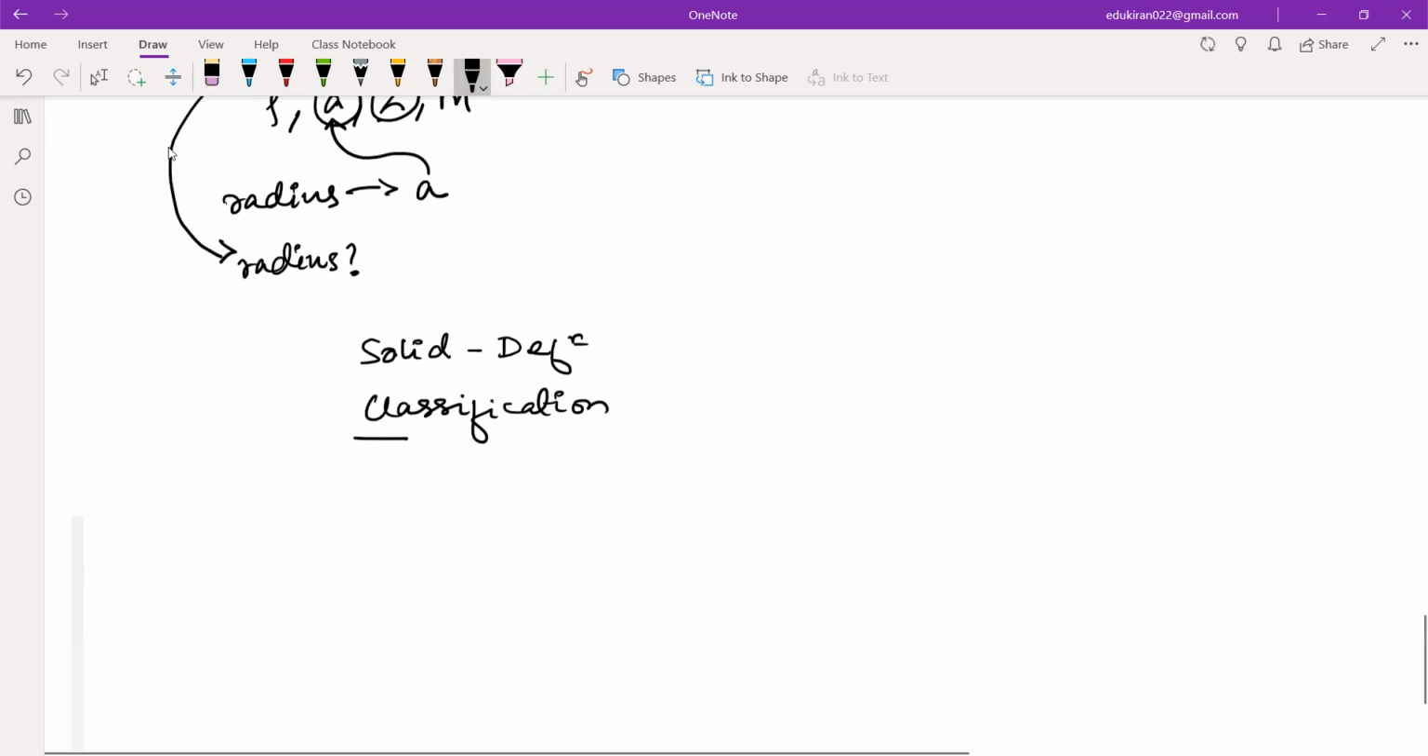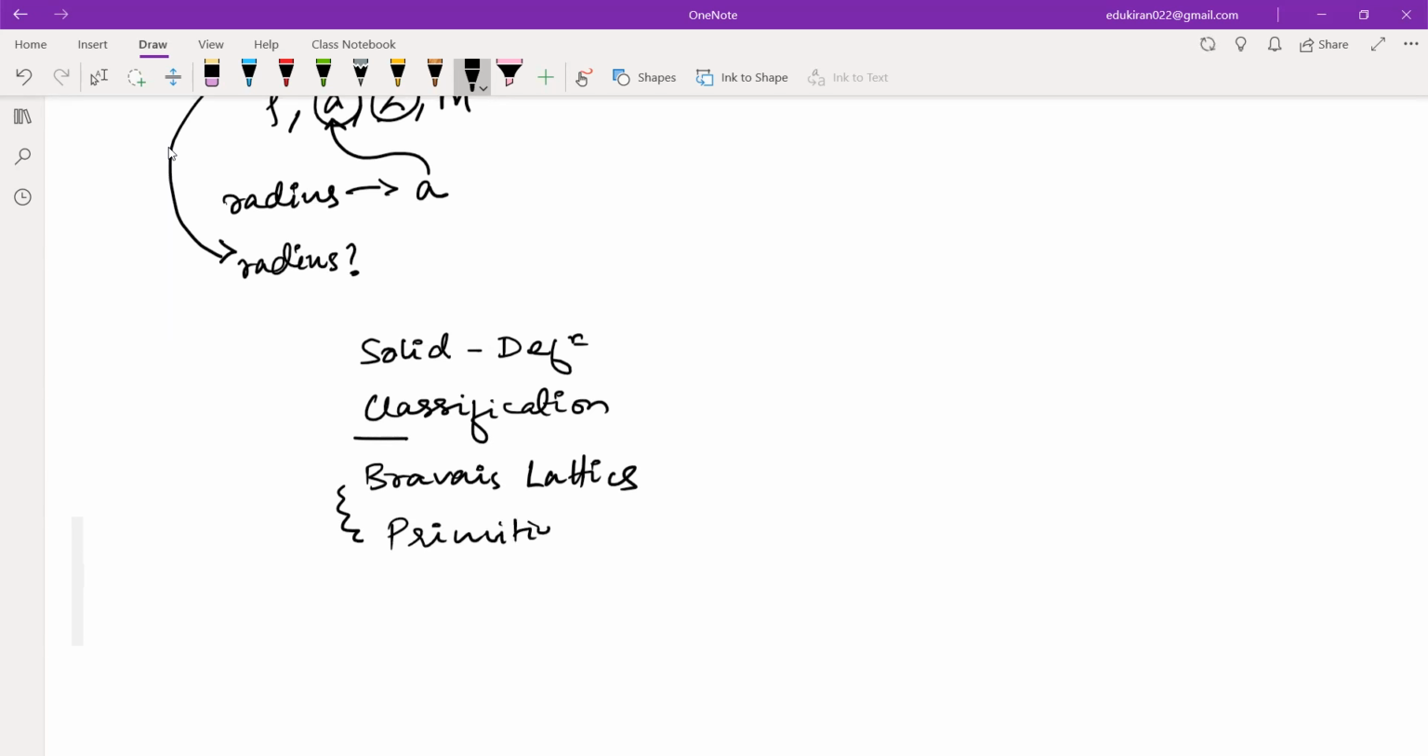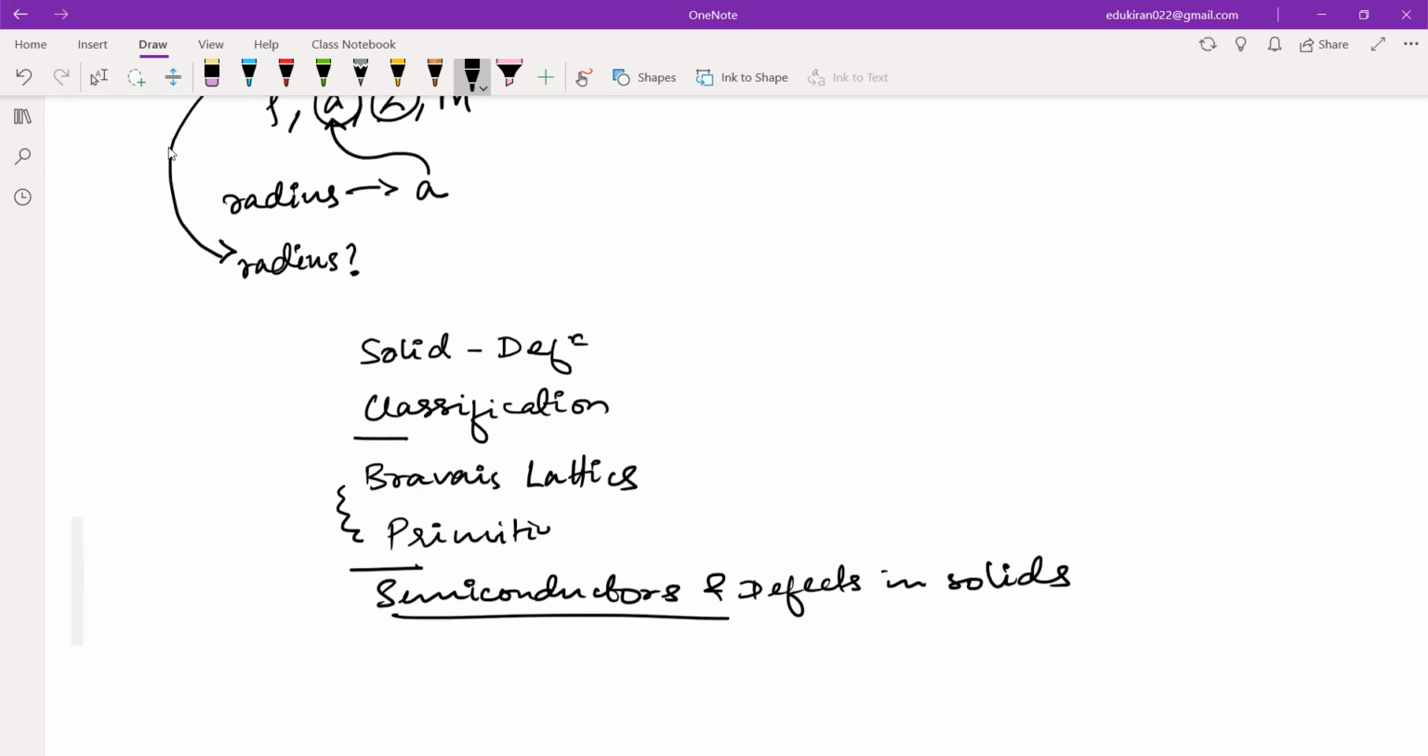Those are known as Bravais lattices. This includes some more topics, for example, what is a primitive unit cell and what is a non-primitive unit cell. But these are all factual information. After these discussions, we have a discussion on semiconductors and defects in solids. Now, these topics I will be covering. Again, everything is factual here. I will be telling you a few things that you have to remember.